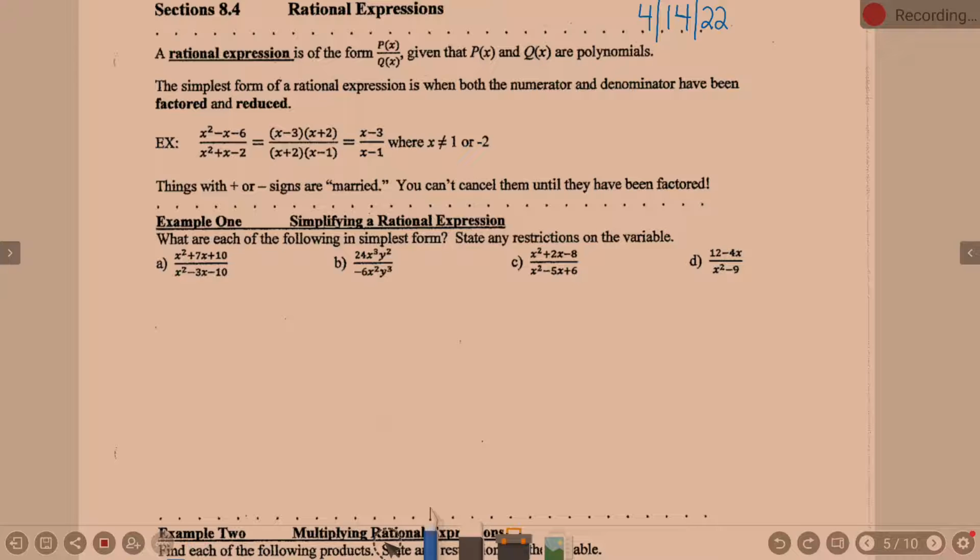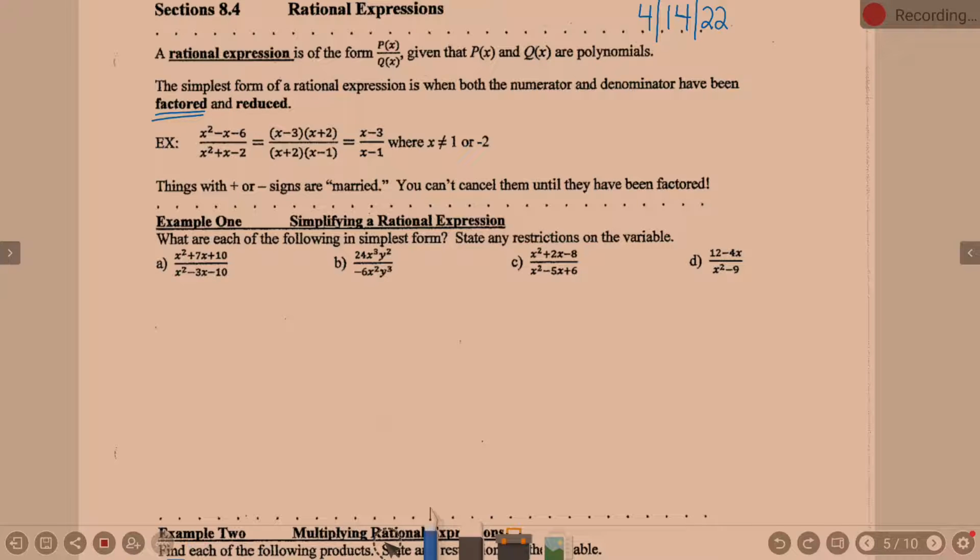Remember, if something is rational, it's something that can be written as a fraction. So a rational expression is of the form p of x over q of x, given that p of x and q of x are polynomials. So as you look through this page, polynomials are basic x terms added and subtracted together.